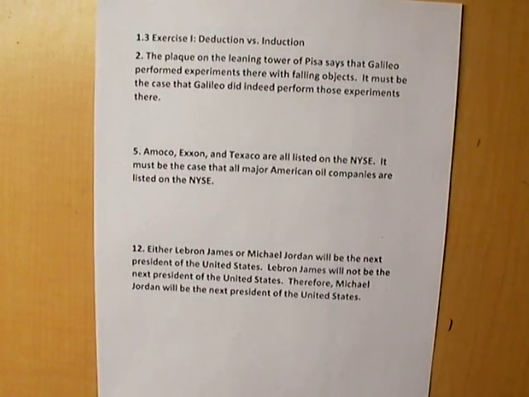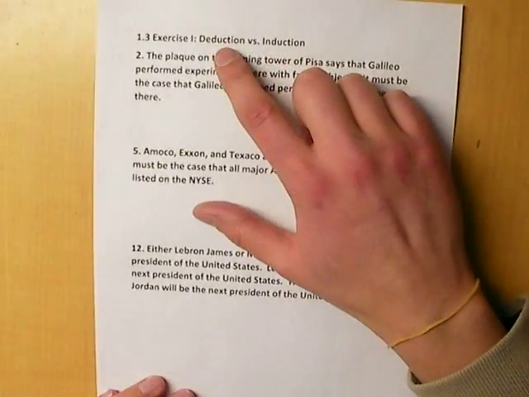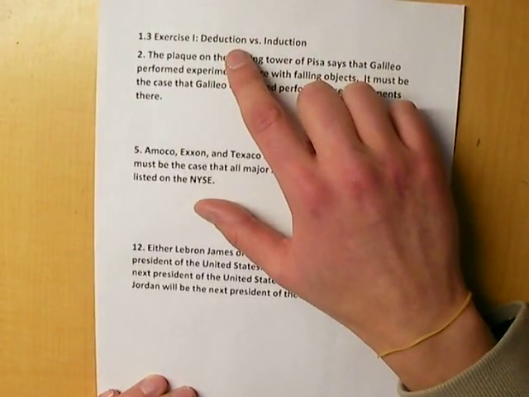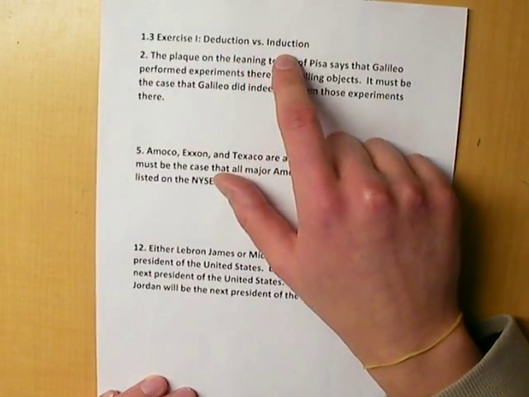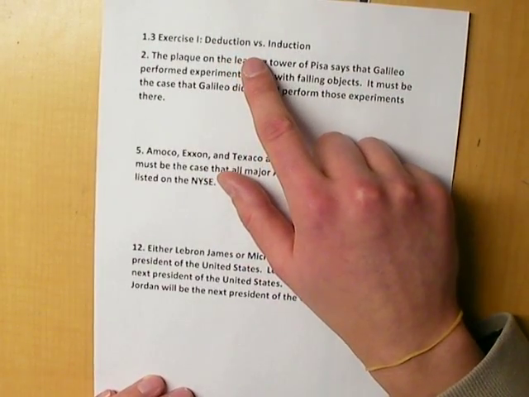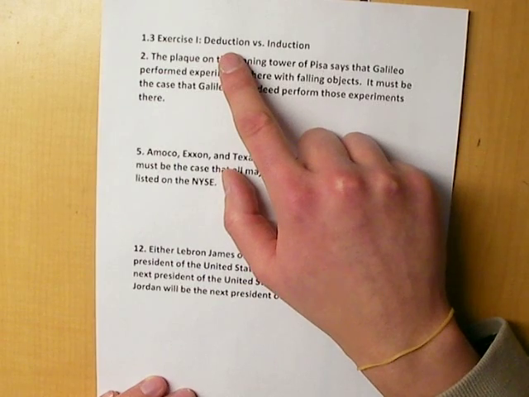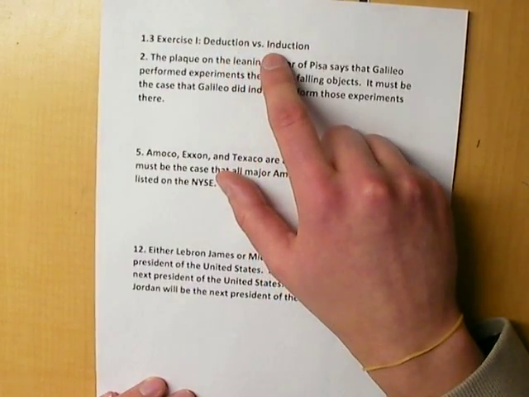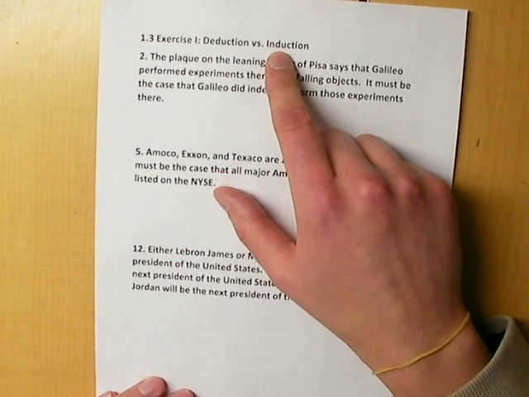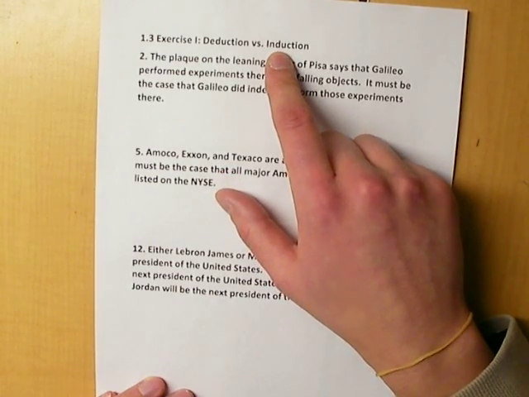So Chapter 1, Section 3, Exercise 1. In this exercise, you're going to determine whether or not an argument is deductive or inductive. And perhaps a quick little recap would be beneficial. A deductive argument aims to show that if the premises are true, the conclusion must be true. It follows necessarily. In an inductive argument, the definition begins just the same. It aims to show that if the premises are true, the conclusion is likely to be true.